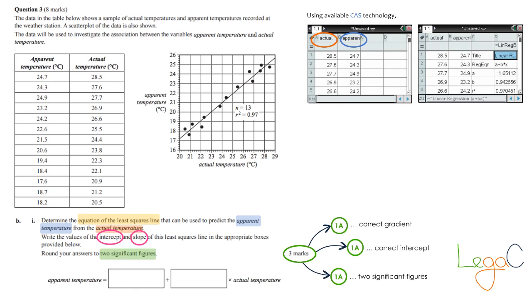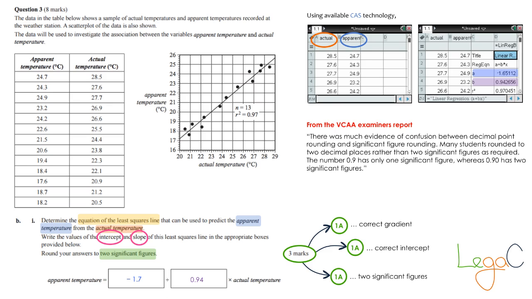Then we can calculate the intercept, which is negative 1.65 or negative 1.7 to two significant figures, and the slope is 0.94 to two significant figures. From the VCAA examiner's report, there was much evidence of confusion between decimal point rounding and significant figure rounding. Many students rounded to 2 decimal places rather than 2 significant figures as required.